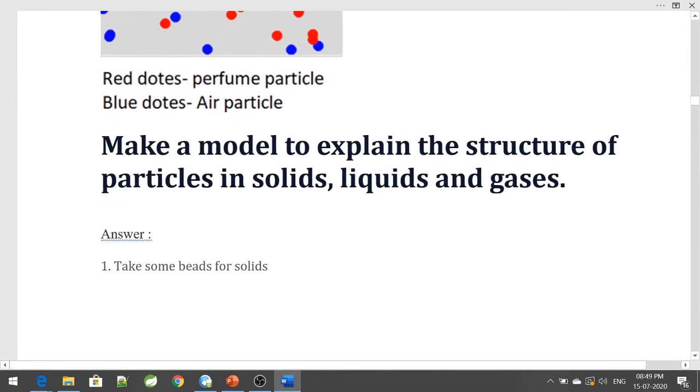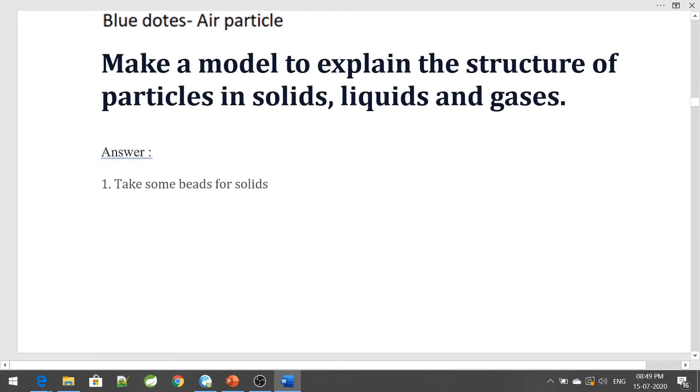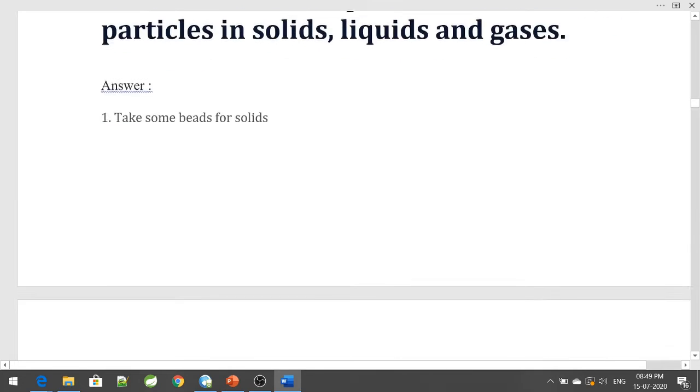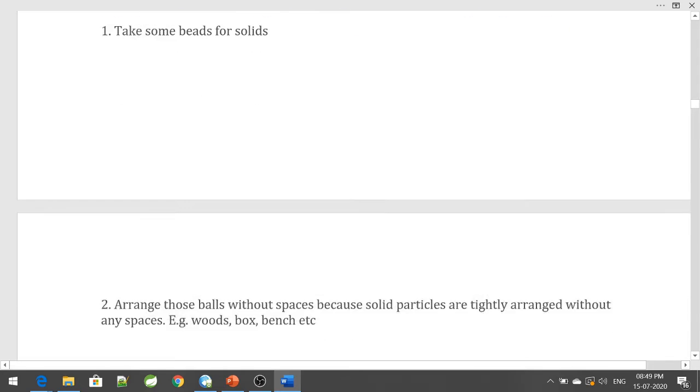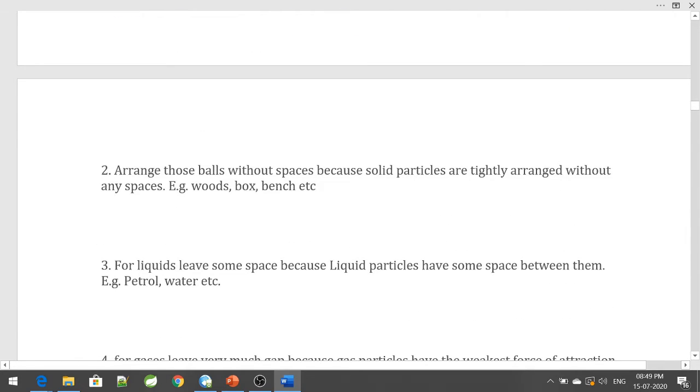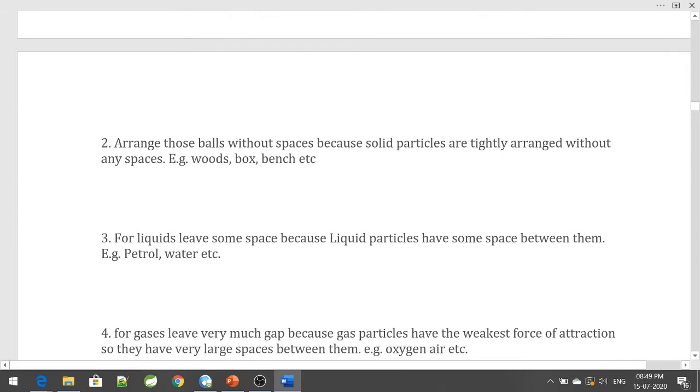Make a model to explain the structure of particles in solids, liquids and gases. So we have to draw a model to show how the particles are arranged in solid, liquid and gases. We take bits of solids and represent them as particles. Arrange those balls without spaces. Take a few bits of solids and arrange them in one box, compactly arranged.